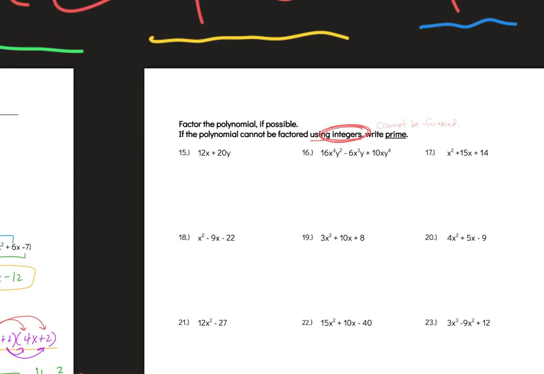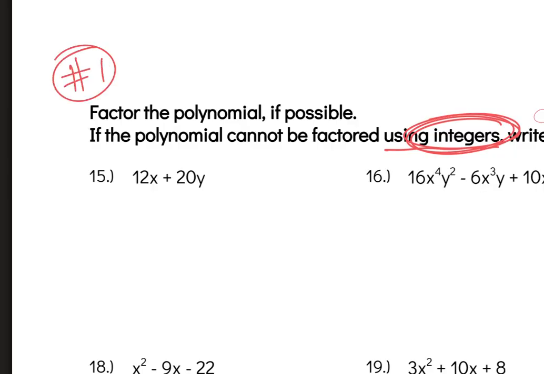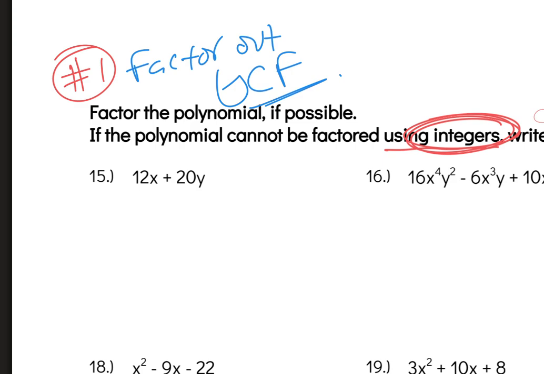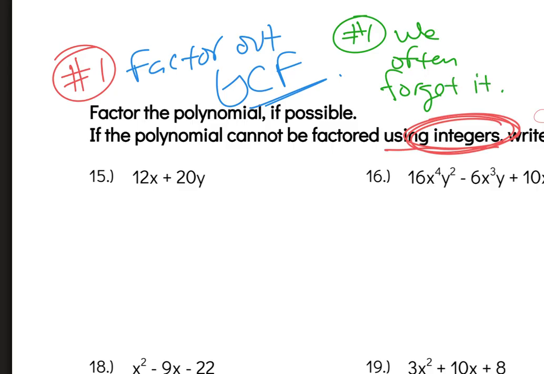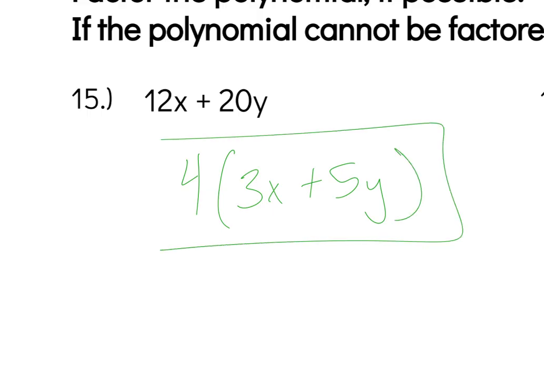Number 1, in fact, here, I like number 1 because number 1 is only factorable with the number 1 rule. And the number 1 rule is factor out the greatest common factor. And this is number 1 for 2 reasons. 1, because it's number 1, and it's number 1 because we often forget it. So you might look at 15 and go, well, you can't factor that because there's no x squared. But it has the greatest common factor of 4, and that's it. So you're going to get 3x plus 5y, and it's done.